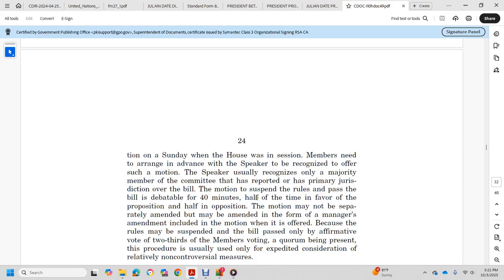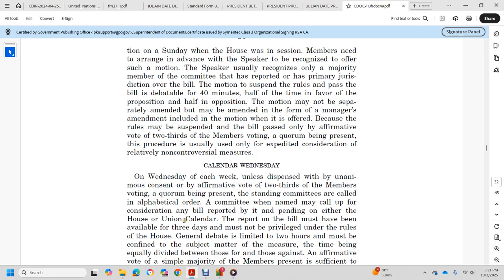But include the motion when it is offered, because under the rules of suspension, bills pass only with an affirmative vote of two-thirds of the members voting, a quorum being present. Because of this, it is usually used only to expedite consideration of relatively non-controversial measures.